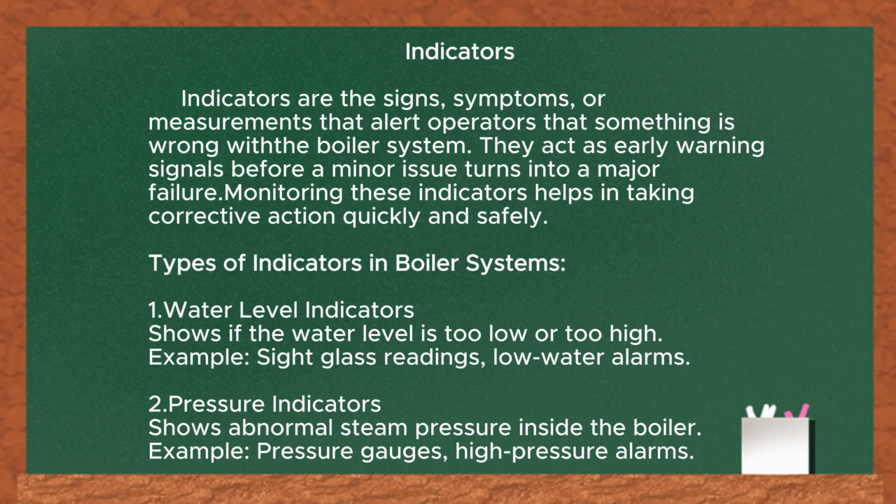Number 1, water level indicators. Show if the water level is too low or too high. Example, sight glass readings, low water alarms. Number 2, pressure indicators. Shows abnormal steam pressure inside the boiler. So example is pressure gauges, high pressure alarms.